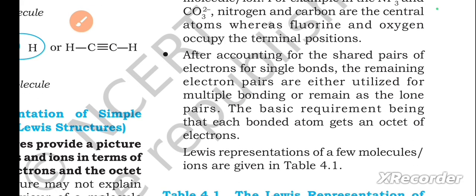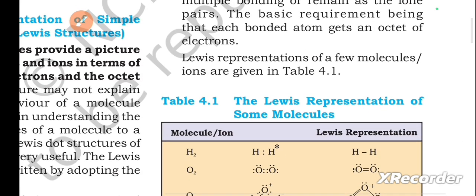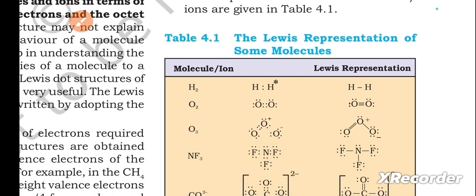For example, in the NF3 and CO3 minus 2, nitrogen and carbon are the central atoms, whereas fluorine and oxygen occupy the terminal positions. Next point, after accounting for the shared pairs of electrons for single bonds, the remaining electron pairs are either utilized for multiple bonding or remain as the lone pairs. The basic requirement being that each bonded atom gets an octet of electrons. Lewis representations of a few molecules or ions are given in table 4.1.